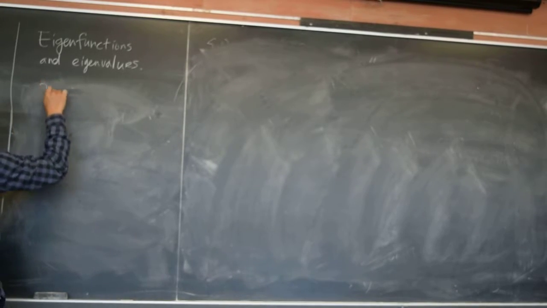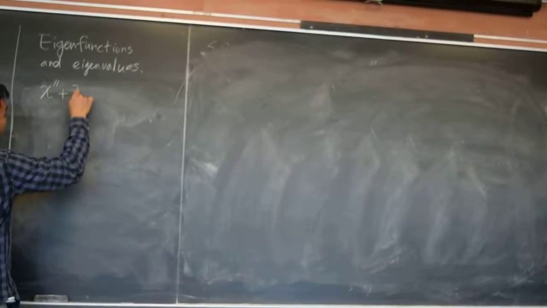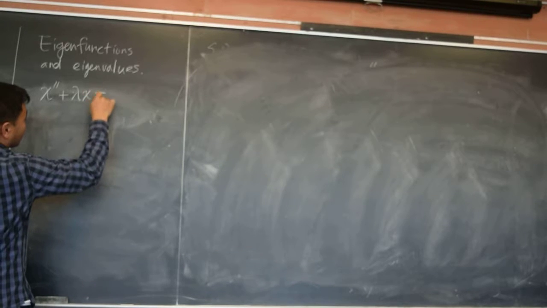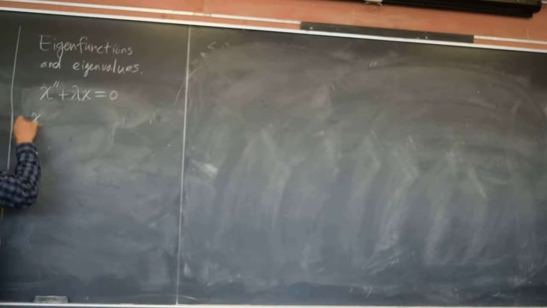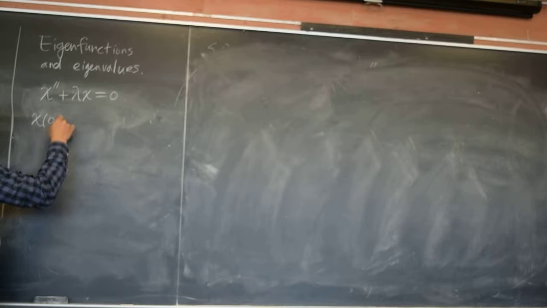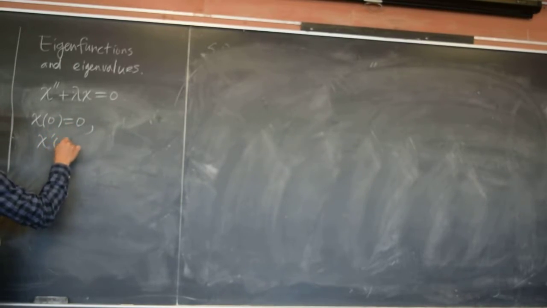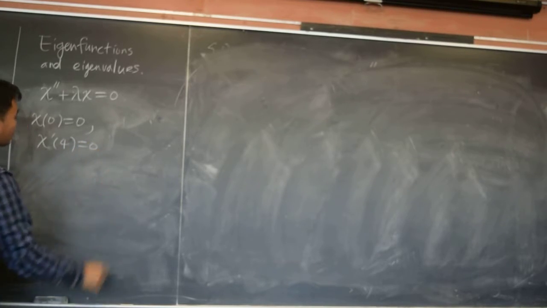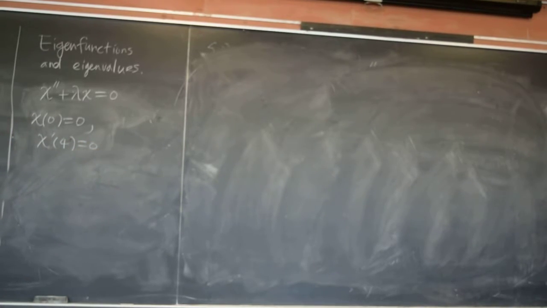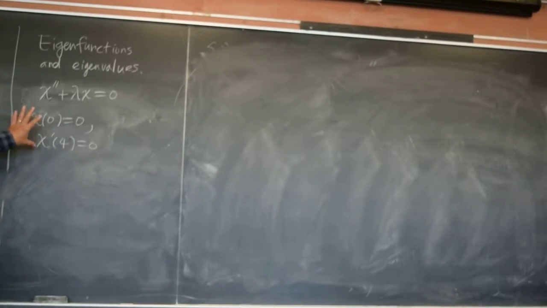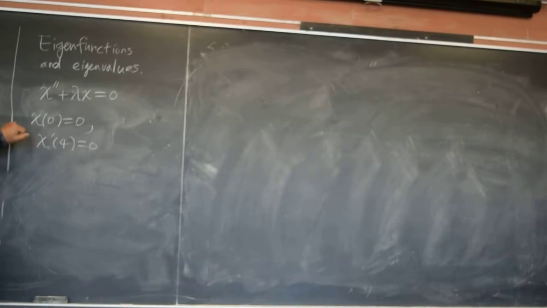See what happens if you have a mixed endpoint condition. So if you have x of 0 as 0, but x prime of 4 equal to 0, what will be the eigenvalue and eigenfunctions? And you can actually go even more general.